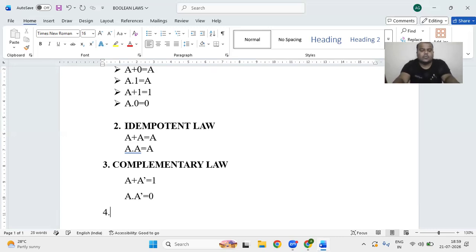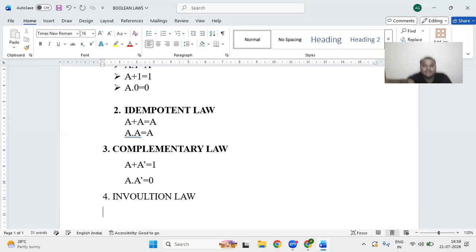involution law. What does the involution law say? Involution law says that double complement means I can take A complement and complement, and you will get the original number A. If you take 0, complement is 1, 1 complement is 0. Every time you complement, you will get the original number only. Okay, that is the involution law.